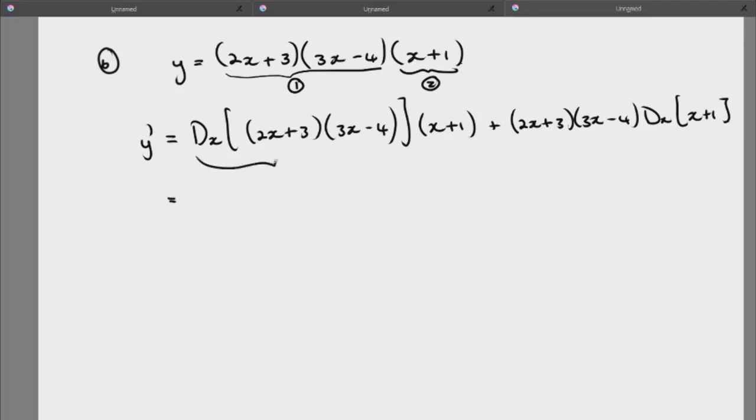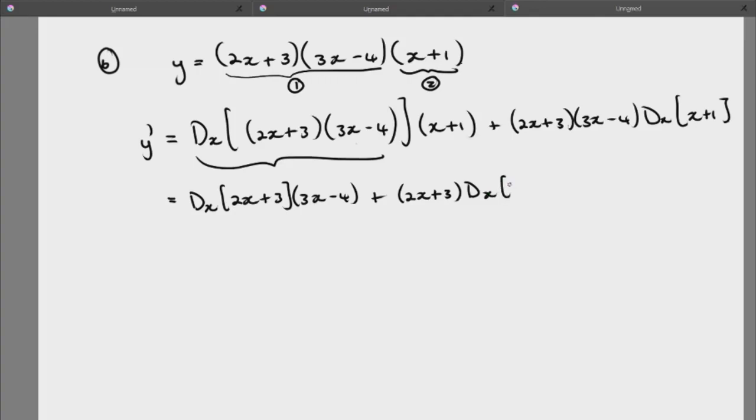Then this derivative is again a product rule because there's the product of two things. So it's the derivative of the first times the second. And I don't want to do it all in one go, though you could if you're more comfortable with it. Plus the first times the derivative of the second between those two.